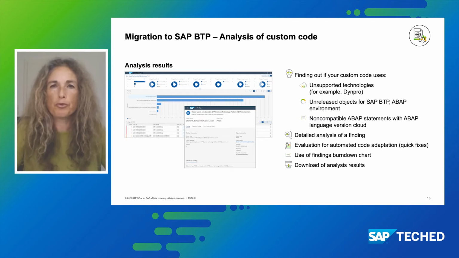And in this particular use case, the checks which are executed are cloud readiness checks. And these cloud readiness checks for SAP BTP migration are capable to detect if your custom code is using unsupported technologies in the cloud, for example, Dynpro, or unreleased objects for SAP BTP ABAP environment, or also non-compatible or obsolete ABAP statements which are not available in ABAP language version cloud.